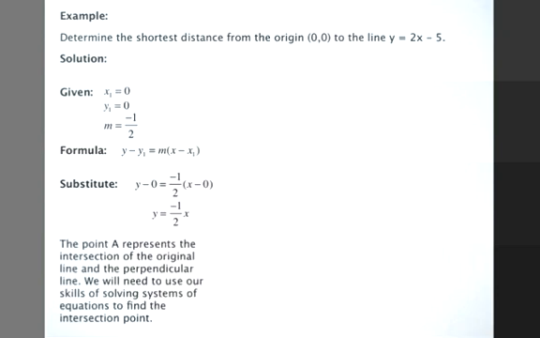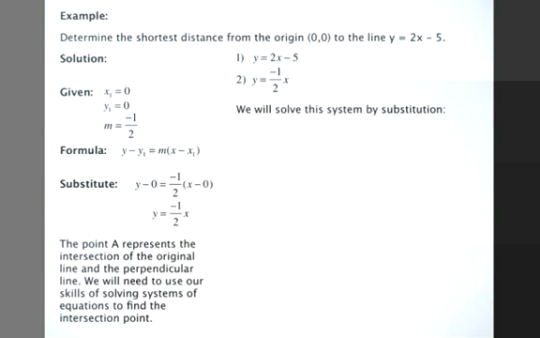So the point A is the intersection of this line, y equals negative 1/2 x, and this line, y equals 2x minus 5. So we'll have to solve this system of equations in order to find this intersection point. So our first equation will be our original line, y equals 2x minus 5. And our second equation will be our new perpendicular line, y equals negative 1/2 x.